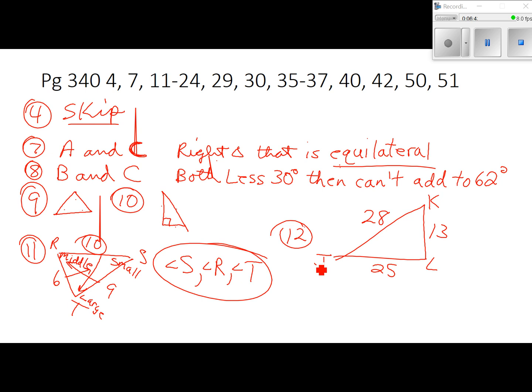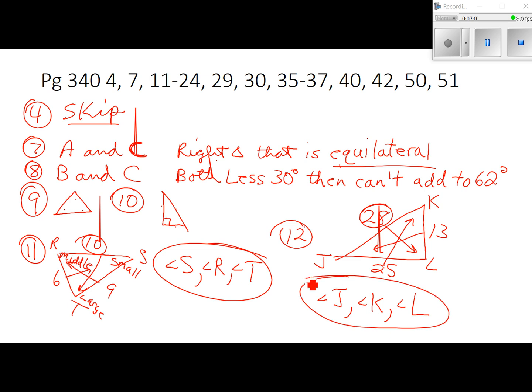Well, the smallest side is 13, so the smallest angle has to be angle J. The next smallest side is 25, so the next smallest angle has to be angle K. And then the largest side is 28, and it's across from angle L, so that has to be the largest angle. That would be your answer on number 12.